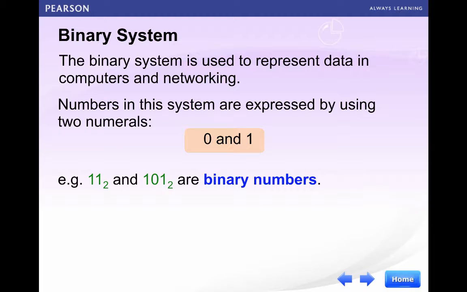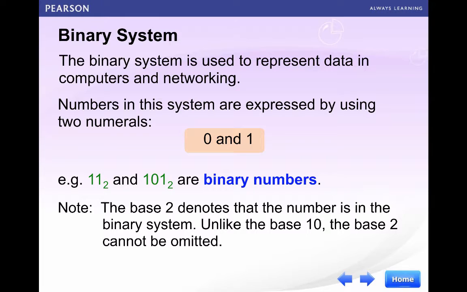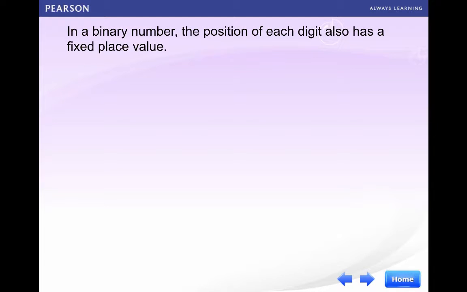These values, 11 base 2, is a binary number. 101 base 2 is a binary number as well. So the base 2 denotes that the number is in the binary system. This time, the 2 here cannot be omitted. So how to find the value?